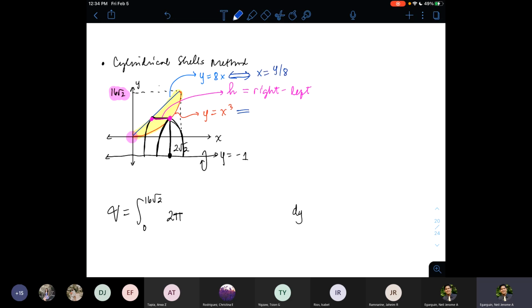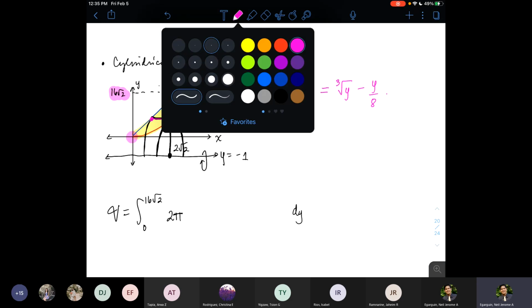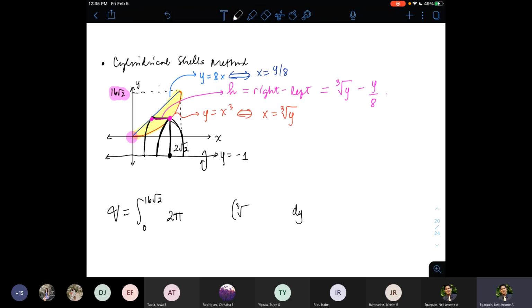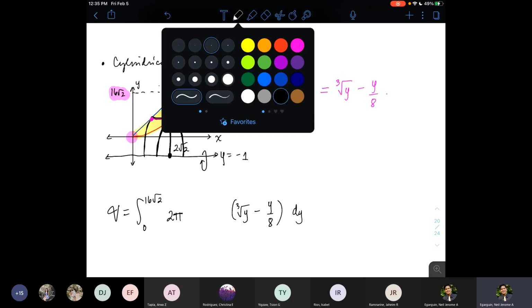And then this should be rewritten as x equals cube root of y. Okay. And then if I do right minus left, I will get right is the red curve, so that will be cube root of y minus the left curve, which is y over 8. So that's the height of the strip. Okay. So let me just put that in our integral. So we have cube root of y minus y over 8. That's the height. Now let's look at the radius, which could be a little bit tricky.